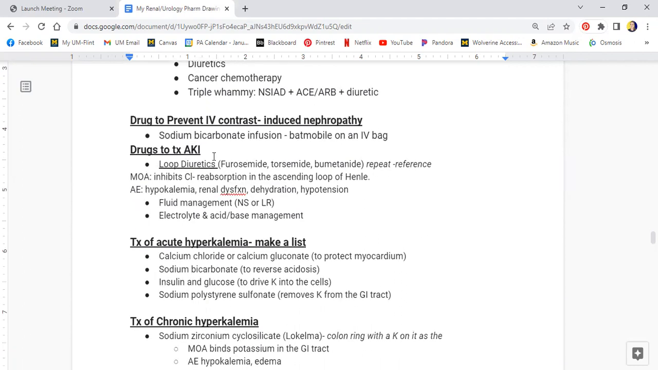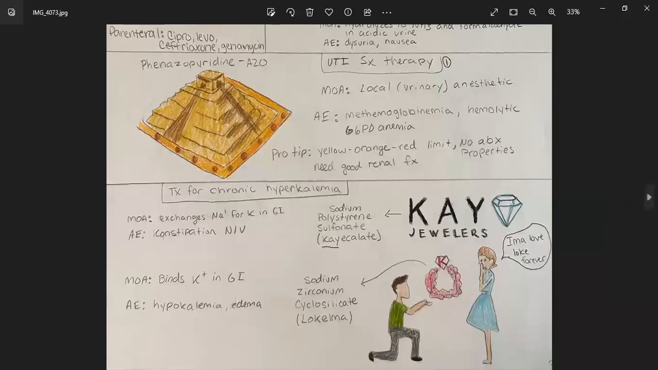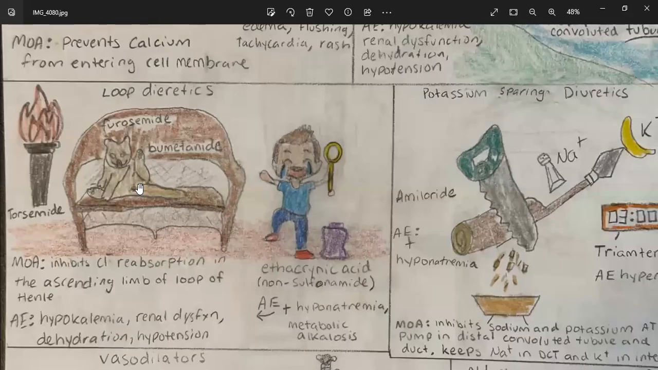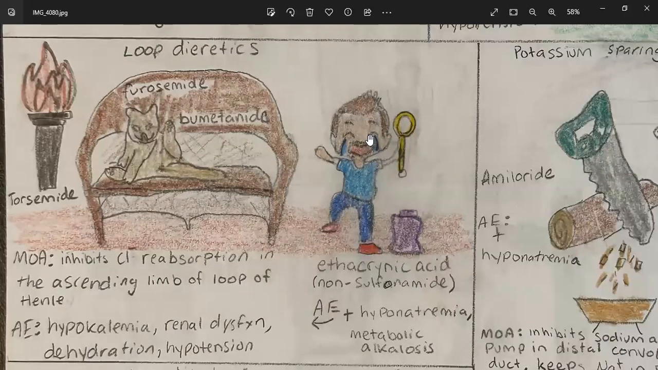And then here we go. Drugs to treat AKIs are your loop diuretics. So we have furosemide, torsemide, and bumetanide. So I have pictures of these from way back when. It was right here. So our loop diuretics. In this picture we have Ethan, and he's holding one of those bubble blowers. It's a big loop, and he's sitting next to this cat who's very furry, and he's licking his bum. And there's also a torch. So, torch for torsemide, the furry cat for furosemide, and he's licking his bum for bumetanide.